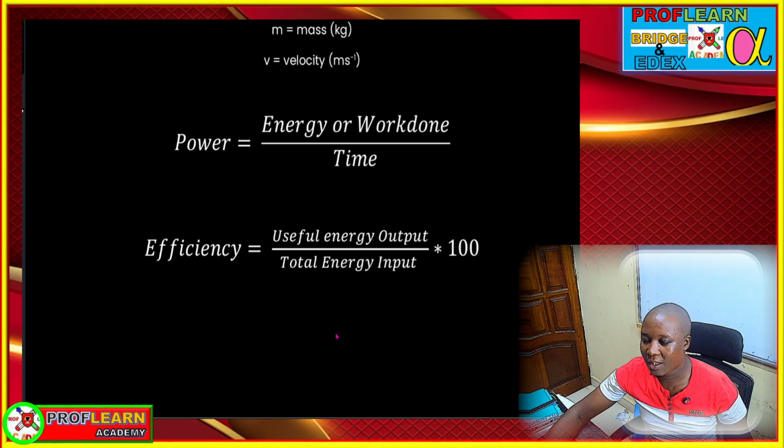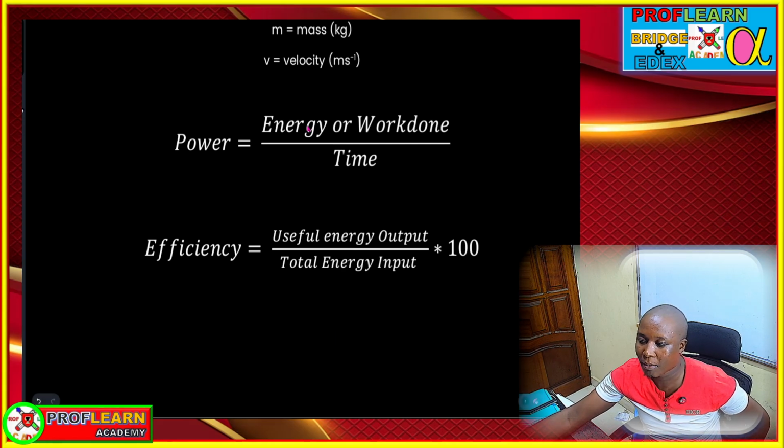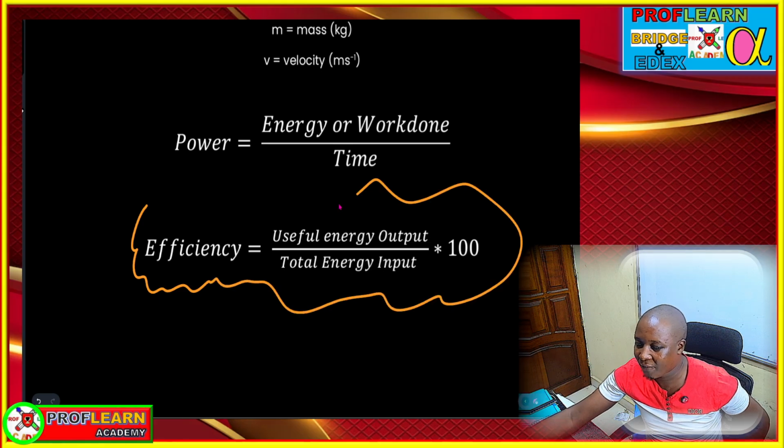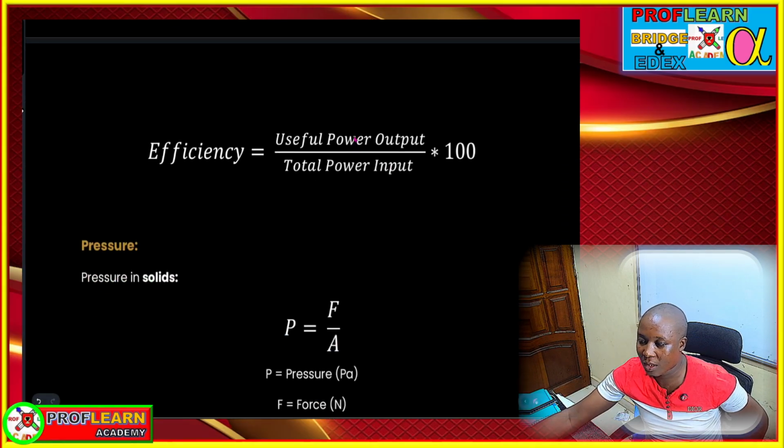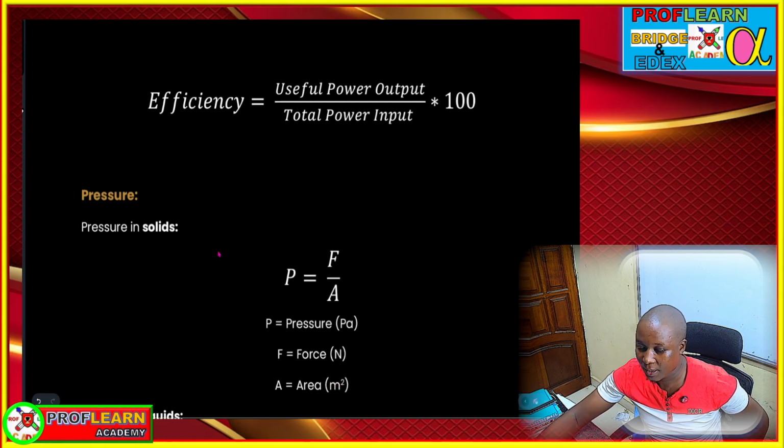Power is the rate of doing work. It can also be the rate at which energy is transferred, which means you need to remember that power is equal to work done over time. Remember that, and also remember the concept of efficiency. Efficiency is useful energy output over total energy input times 100%. Also it can be used as useful power output over total power input.